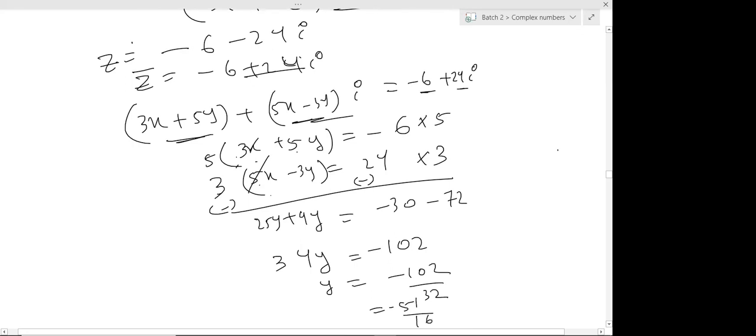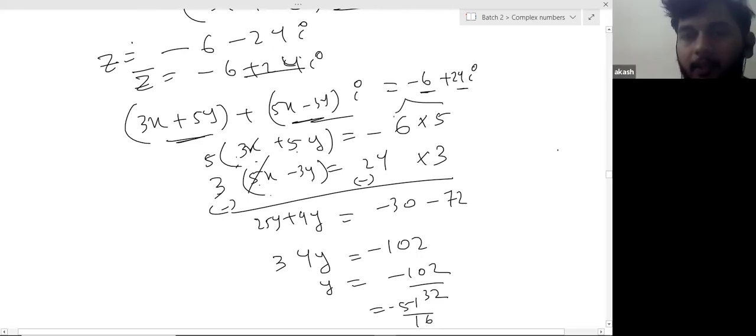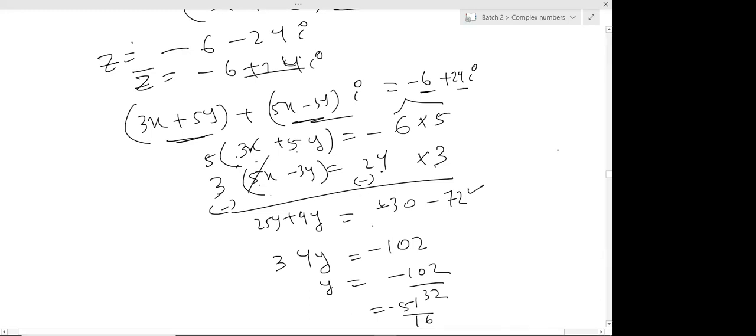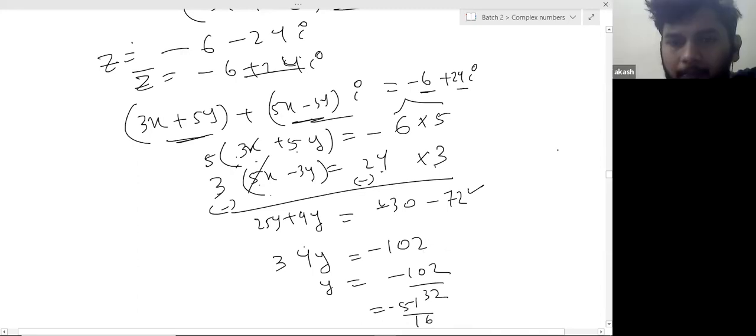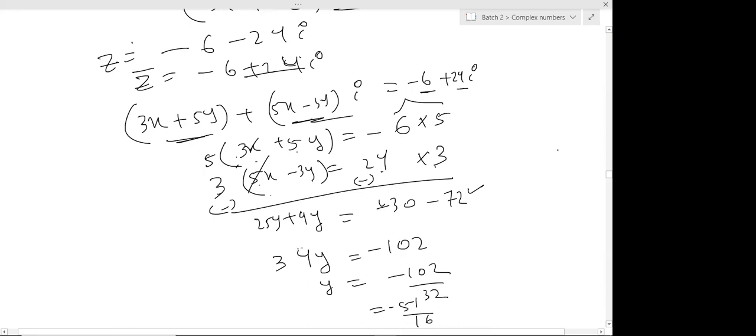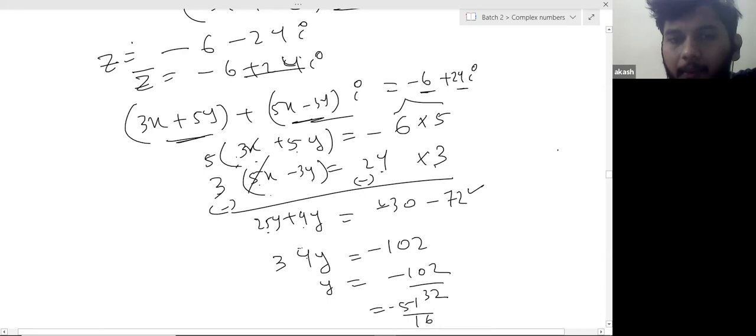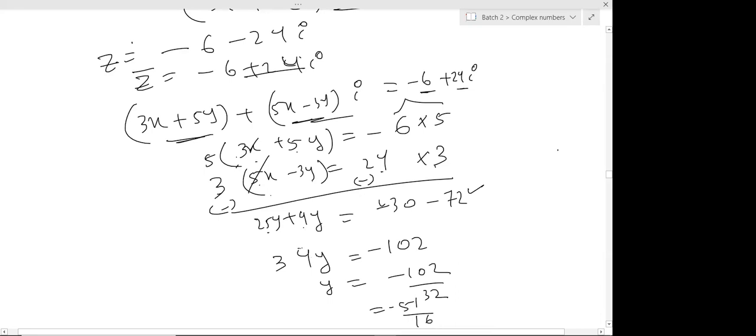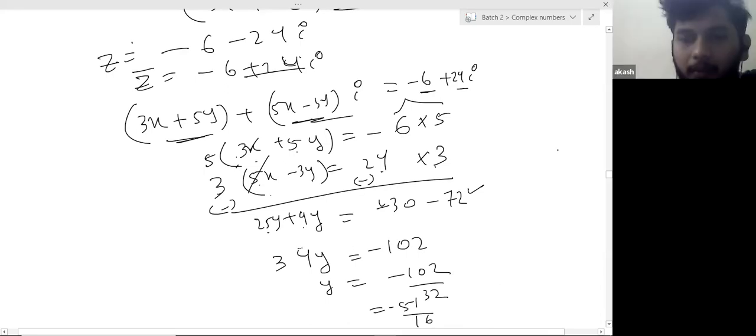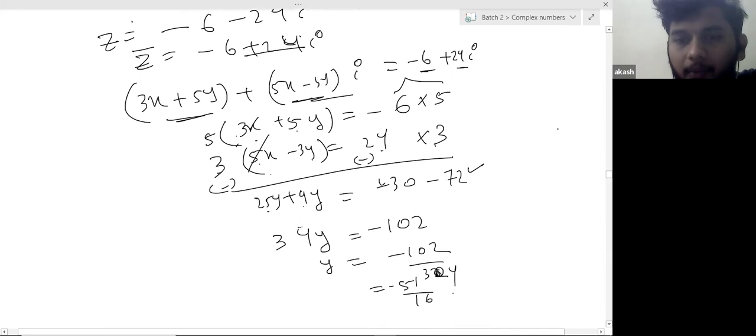Clear? Sir, how minus 30 minus 72? See, this is 6 into 5, 30, and 24 into 3, 72, minus because subtraction is there. Did I make any calculation mistakes? Second last step, 32 instead of 34. Yeah, this is 34, right? 25 plus 9 is 34. Sorry, this is 34, my bad. So this is 17. Clear?